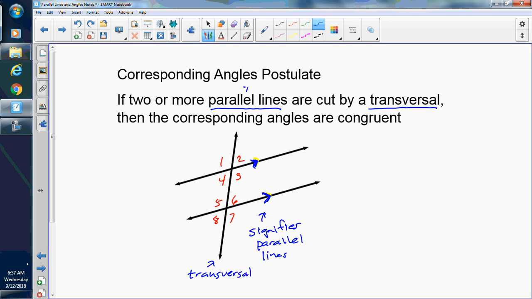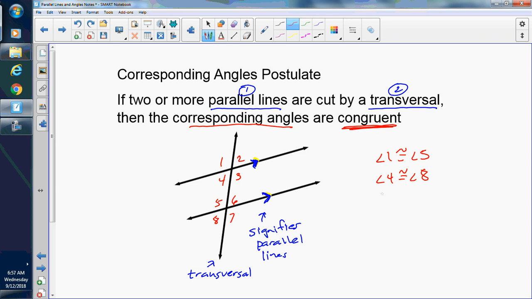So if we have two parallel lines and a transversal, if we have those two conditions, then what we know is that the corresponding angles have to be congruent. So since we have both of those conditions in this picture, we know the corresponding angles are congruent. The following statements have to be true. Angle 1 has to be congruent to angle 5. They're corresponding because they're both in the top left of the intersection at which they occur. Angle 4 is congruent to angle 8.